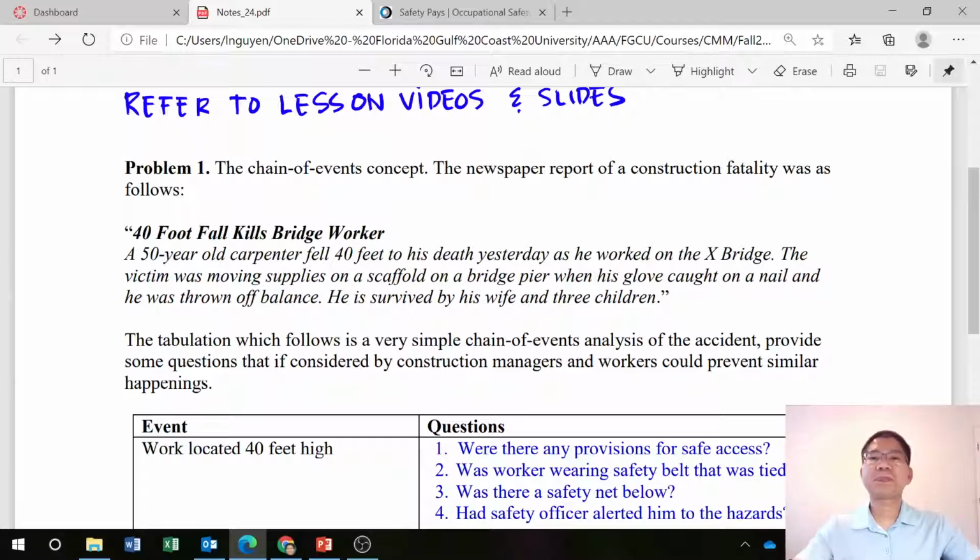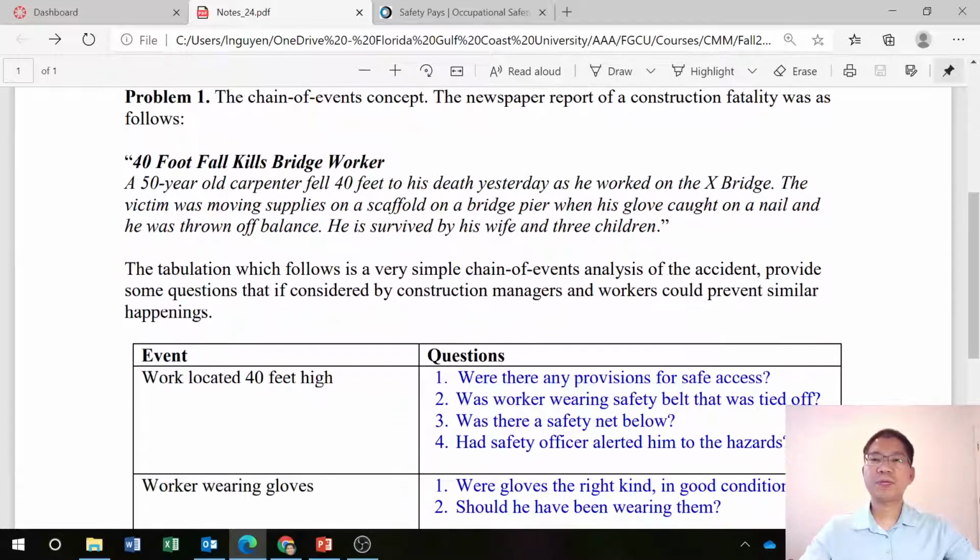So the newspaper report of a construction fatality was as follows. The title, normally, you see the newspaper, they make it short: 40-foot fall kills bridge worker. A 50-year-old carpenter fell 40 feet to his death yesterday as he worked on the X bridge. The victim was moving supplies on a scaffold on a bridge pier when his glove caught on a nail and he was thrown off balance. He is survived by his wife and 3 children.